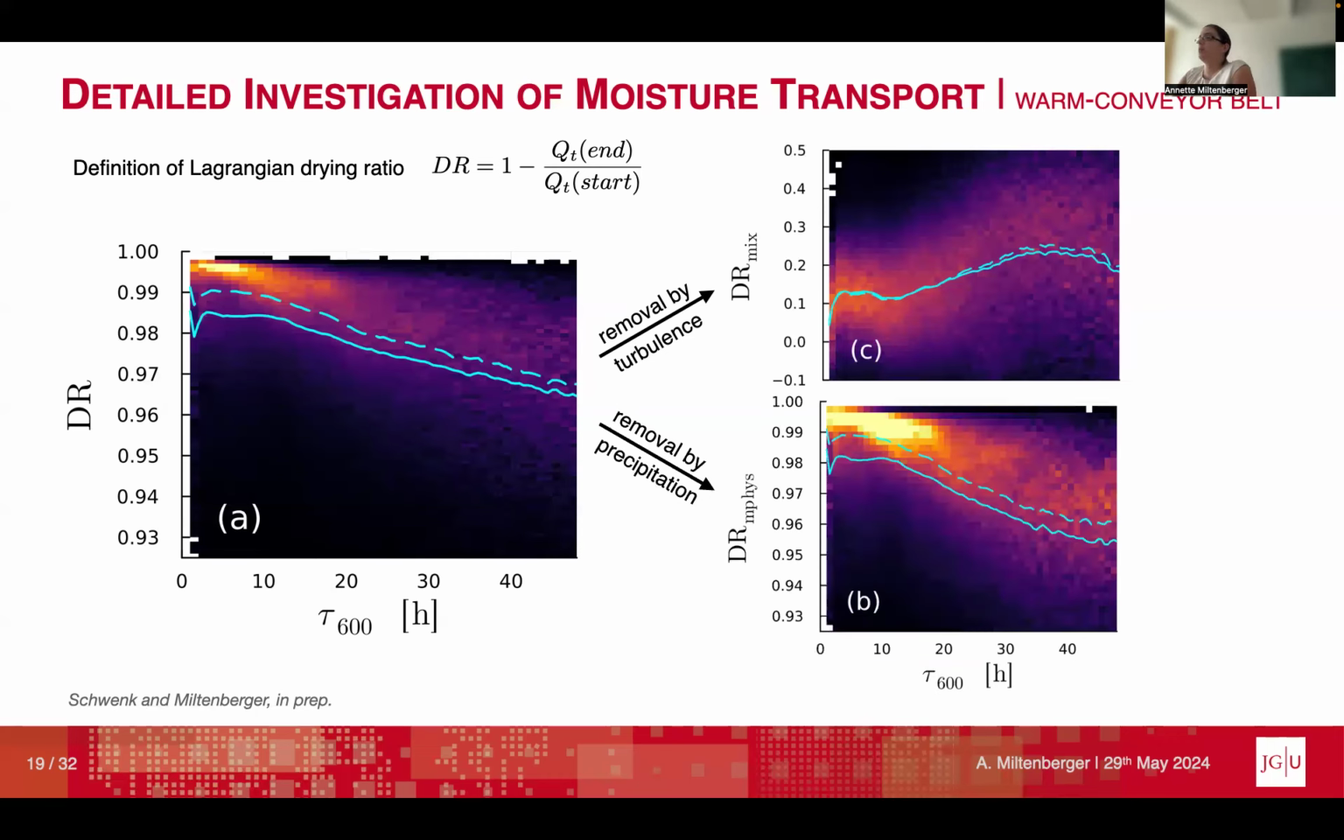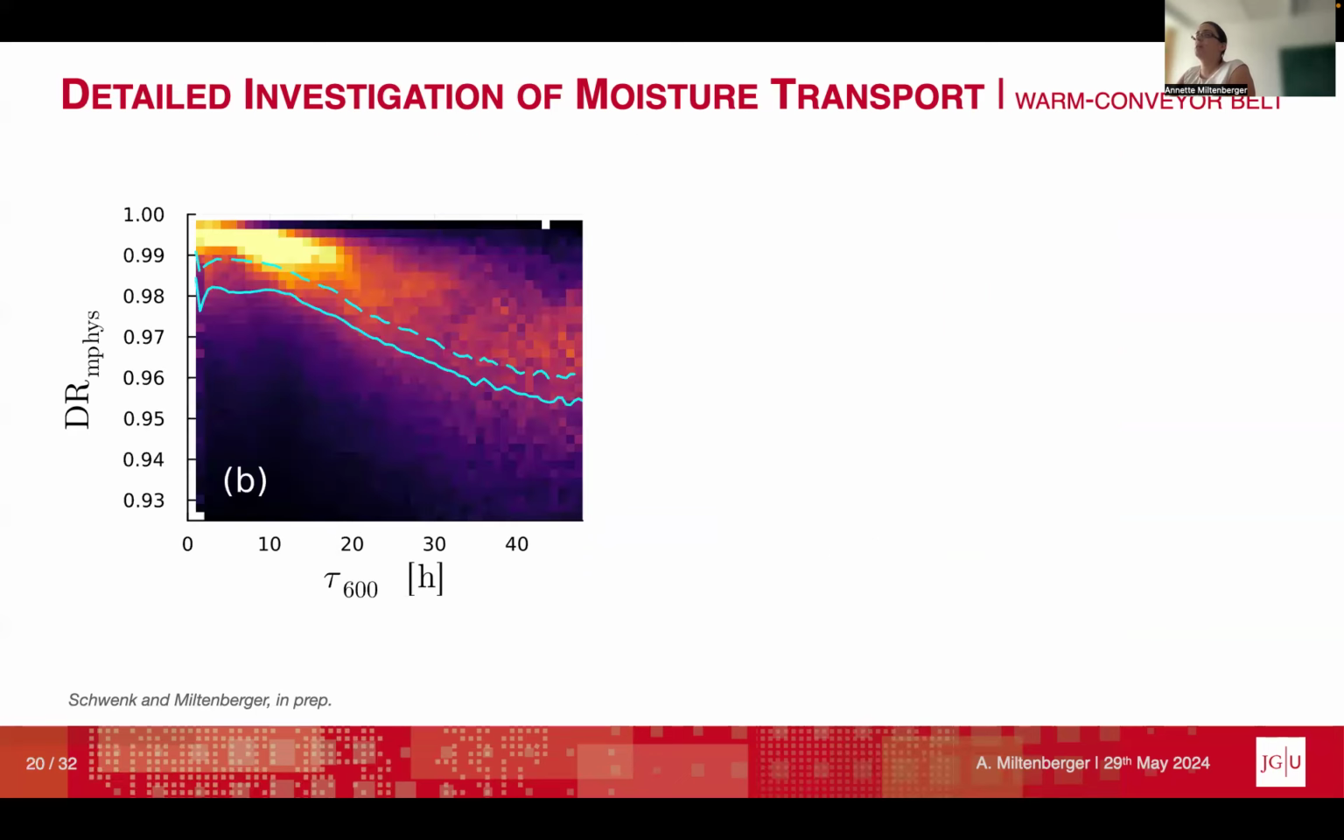The other component is, of course, the removal by precipitation, which is shown on the lower panel. Again, this is very high, meaning that almost all the condensate that we form is very efficiently removed. We again see a peak of the efficiency around 10 hours, although here it's really a plateau at some shorter timescales.